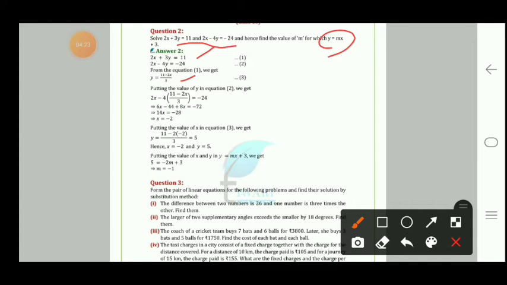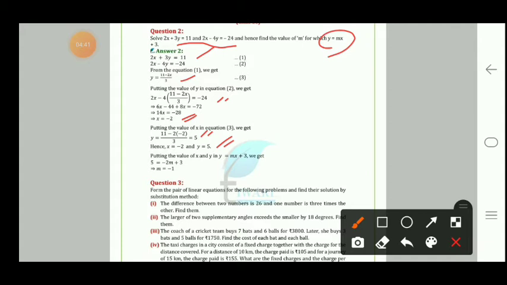Now putting this value in equation number 2, we get 2x minus 4 into (11 minus 2x) whole over 3 is equal to minus 24. On solving this we have x is equal to minus 2. Putting the value of x in equation 3, we get y is equal to (11 minus 2 into 2) over 3, which is equal to 5. Hence we have x equal to minus 2 and y is equal to 5.